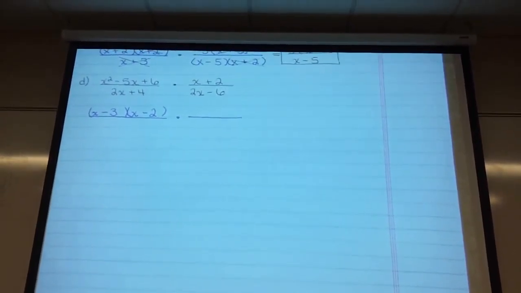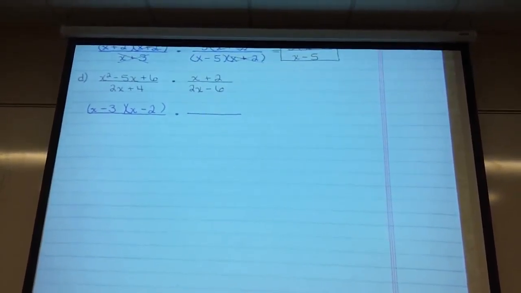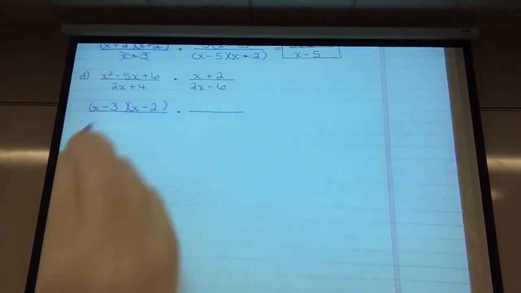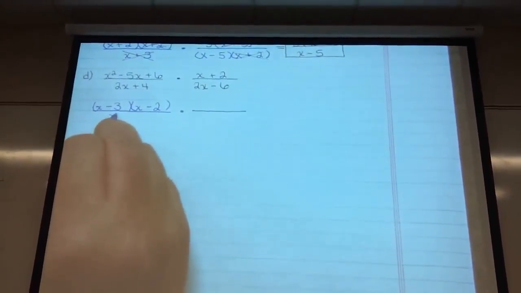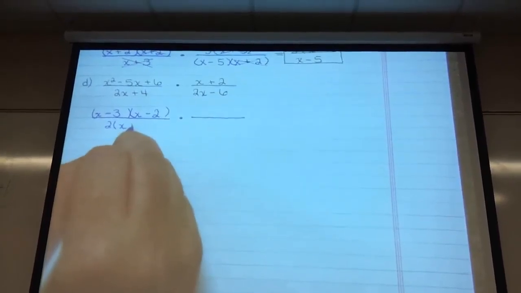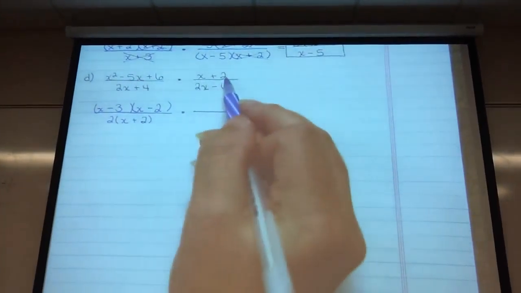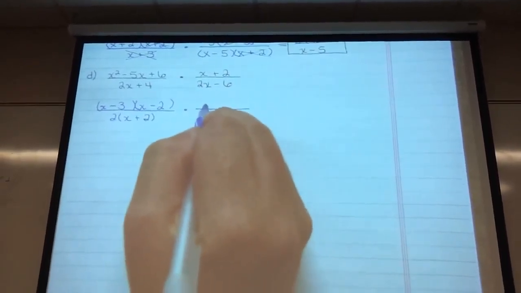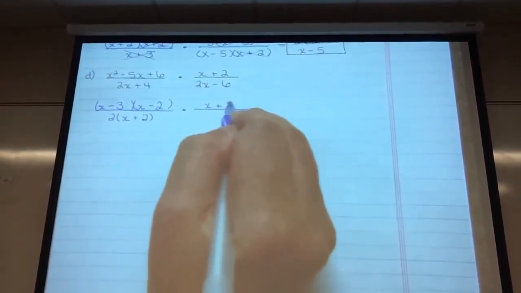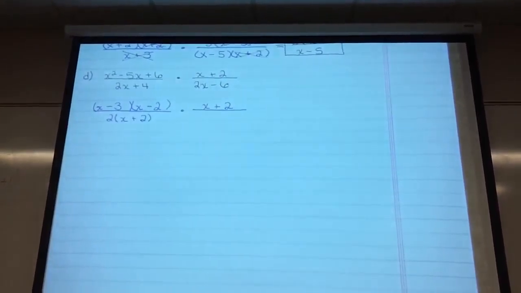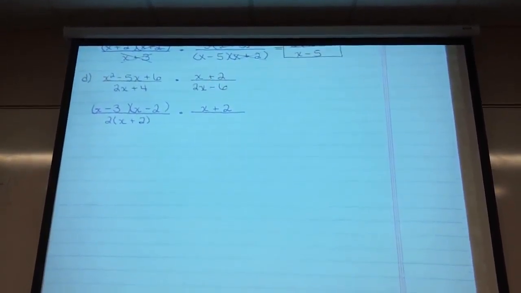What about the bottom? What could we do? GCF, which is 2. And we're left with x plus 2. What about this one? What can we do? Can't do anything. Just x plus 2. And the bottom, do we have a GCF? Which is 2 again.